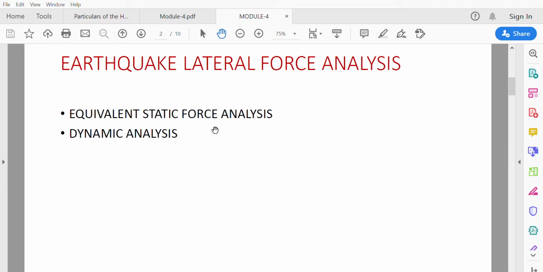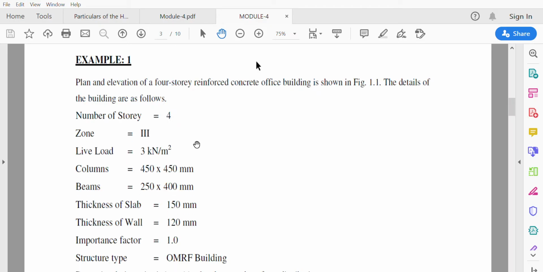So as you know, earthquake lateral force analysis can be performed by using equivalent static force analysis and by dynamic analysis. In equivalent static force analysis, we are converting a dynamic force into an equivalent static force. The dynamic analysis can be performed by using response spectrum method and also by using time history analysis. So let us solve one example problem on equivalent static lateral force method.